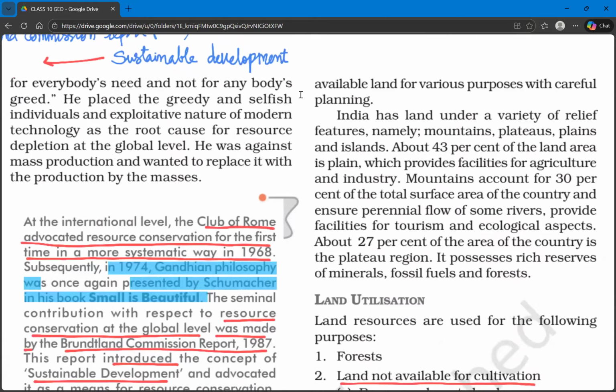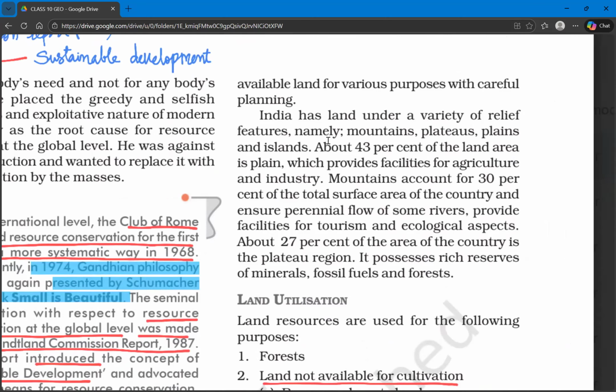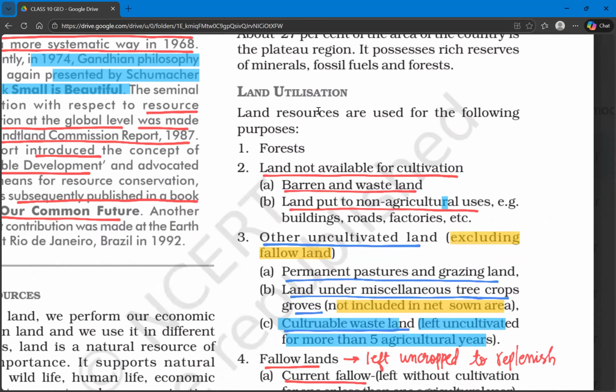Yeah, here it is covered. So I am skipping this paragraph. The next one is land utilization. Land resources are used for the following purposes. So what do we use land for?